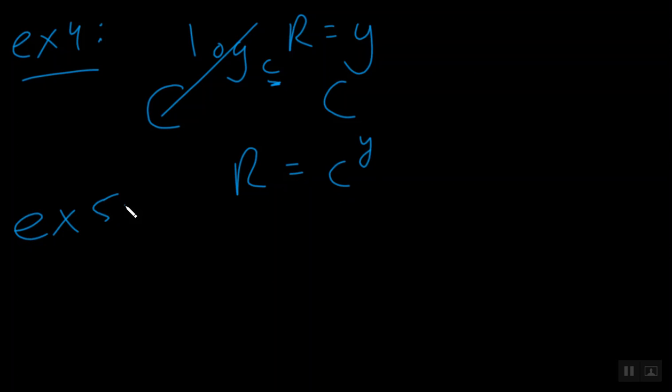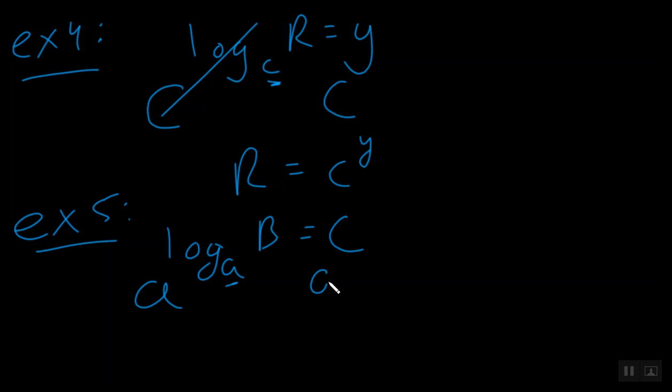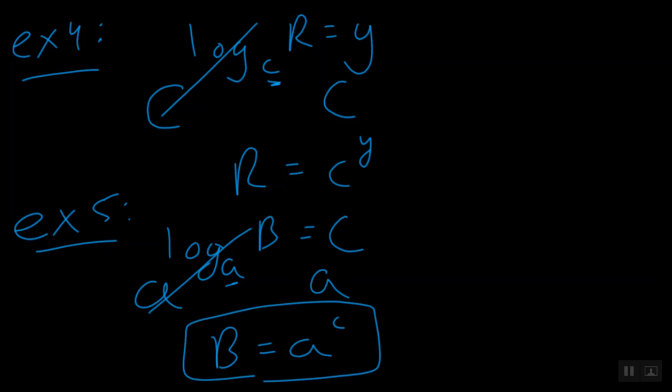Let's say here's our example 5. Don't even need to erase it. And let's say here is log base a of b is equal to c, large c, why not? And since our base is a, we're going to put a as our base, raising everything into its exponent. Do the same thing over here. Those cancel, and we have b is equal to a to the power of c.